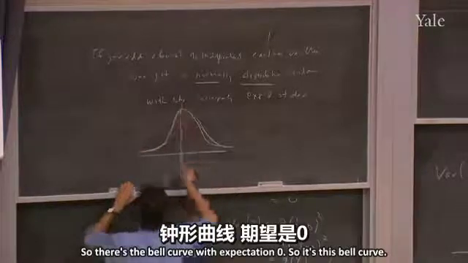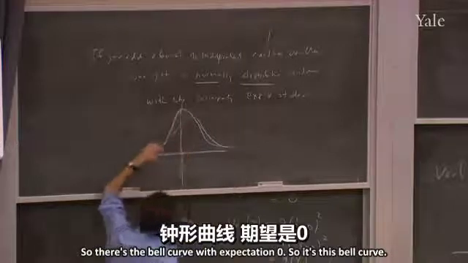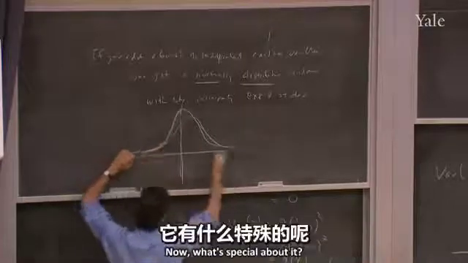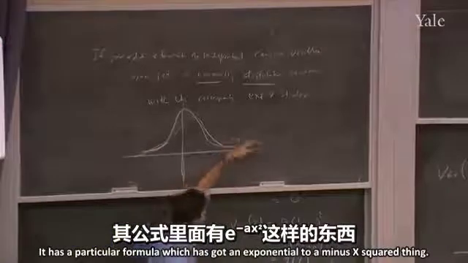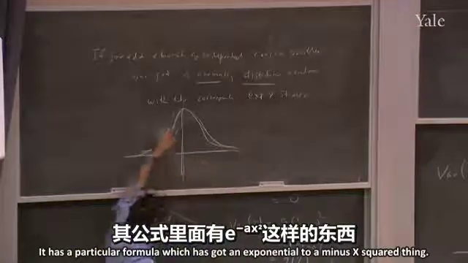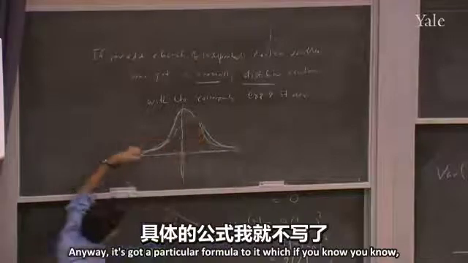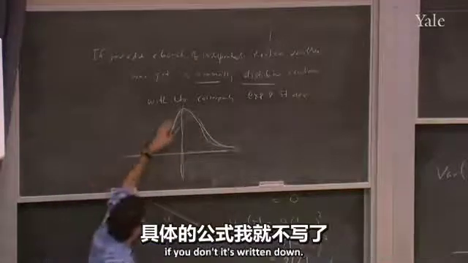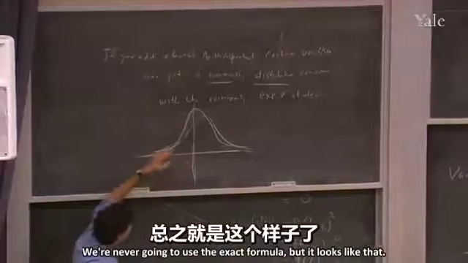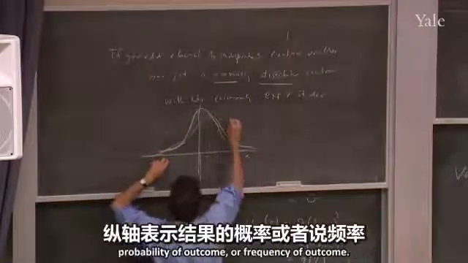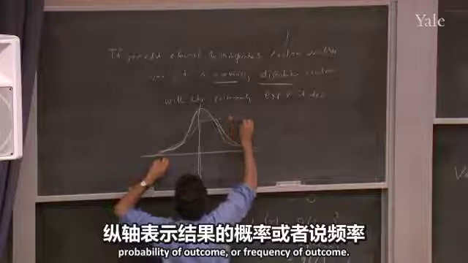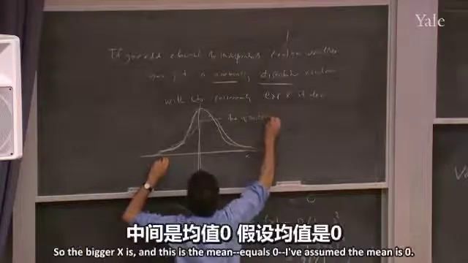Okay, so there's the bell curve with expectation 0. It's this bell curve. Now, what's special about it? It has a particular formula, which has an exponential to a minus x squared thing. If you know it, you know. If you don't, it's written down. We're never going to use the exact formula, but it looks like that. So these are the outcomes x, and this is the probability of the outcome, or frequency of the outcome.